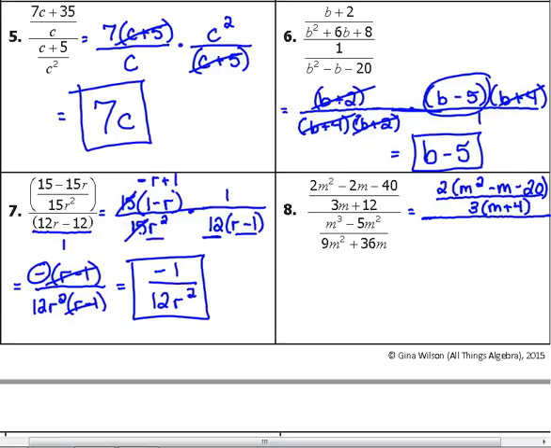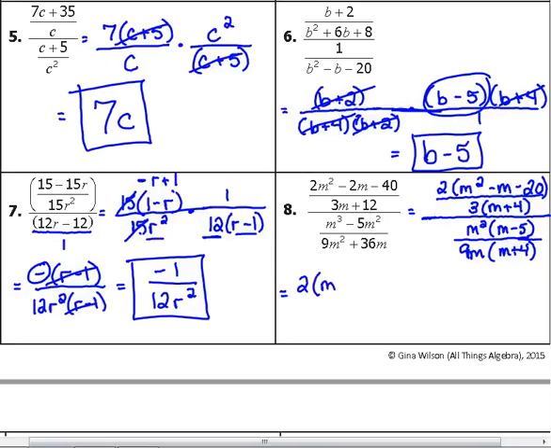over, big fraction here, m cubed minus 5m squared, we can take out an m squared. So we're left with m minus 5. And in that last little denominator, we can take out a GCF of 9m. So that leaves us with m plus 4. Okay, that very first expression there on the top can be factored further, so I'm going to do that here in this step when I flip it.